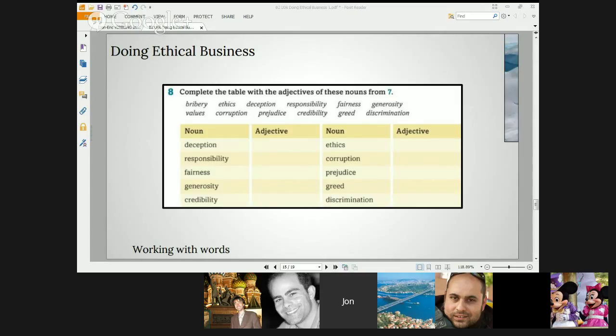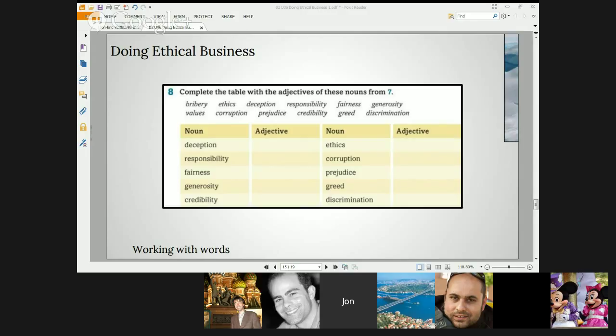What you've got to do is change the noun into an adjective. Deception, Anna. What's the adjective? Deceptive. Very good. T-I-V-E. Deception, deceptive. I'm not going to write these. It's going to take too long. We'll just do it orally. Responsibility, Antonio. Responsible. Responsible, I-B-L-E.